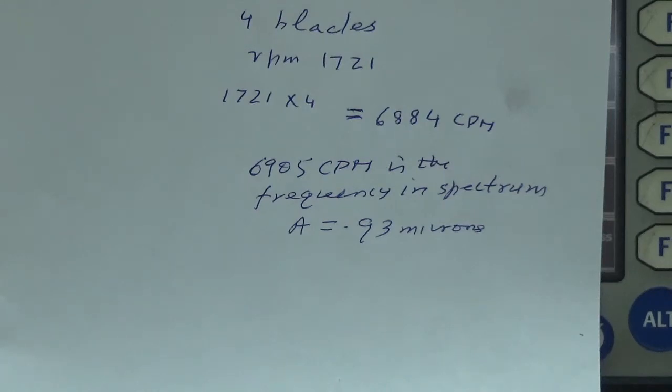What is the answer? 6905 cycles per minute is the frequency in the spectrum in our vibration analyzer, which is almost the same as 6884. So when I multiply 1721 by 4, the frequency comes to 6884, which is almost the same as the 6905 cycles per minute frequency I can see in the vibration analyzer. So I can say that the problem is that the blades are touching the cover plate.